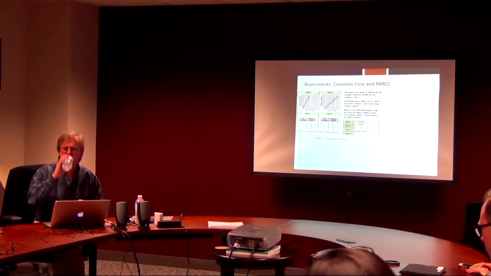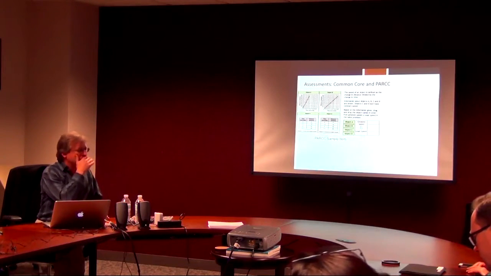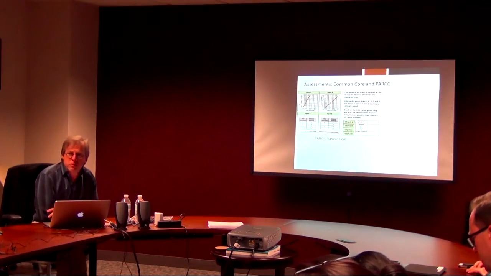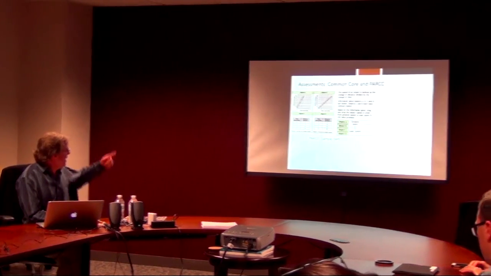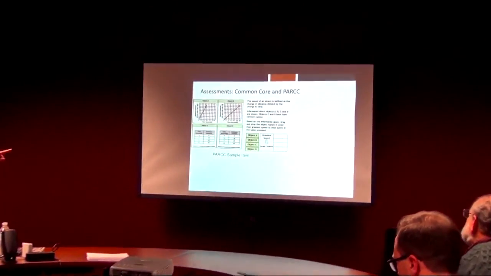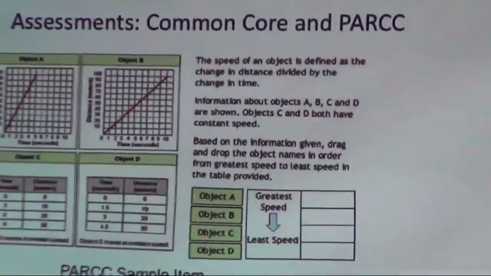this was a sample PARCC assessment item. Before, again, it was before PARCC was being used. And this is the kind of item you should expect. You have object A and object B, both in graph form. Object C and object D, time and distance. It looks shockingly like ours, and put from greatest speed to least speed.